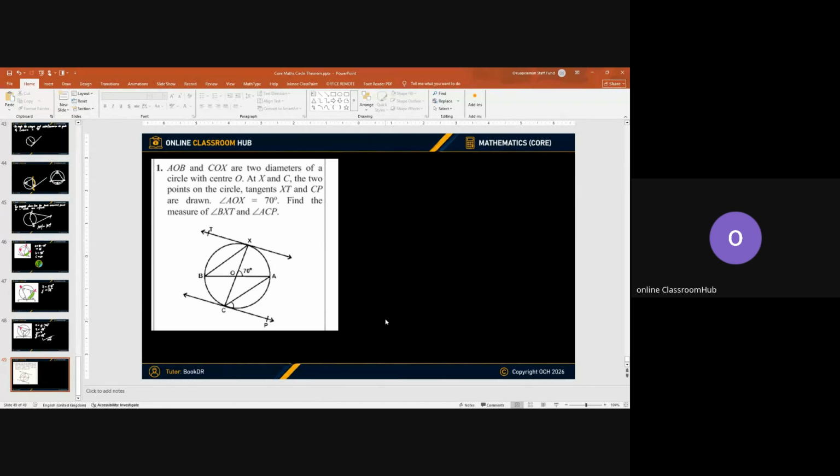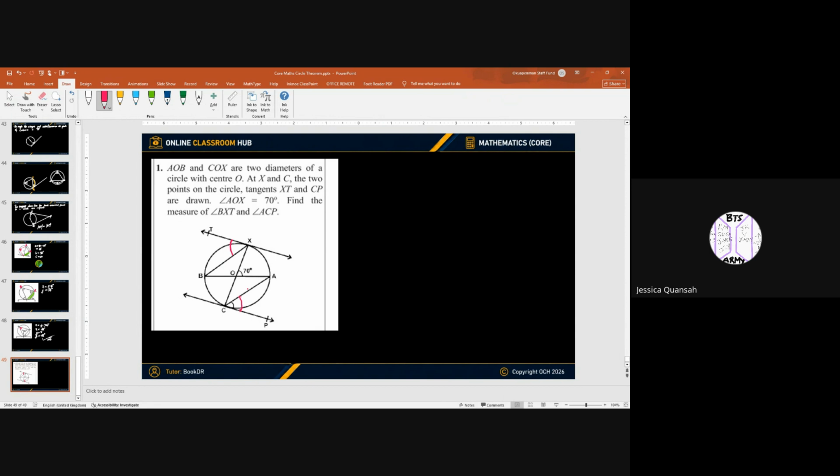So we are looking for BXT and the angle ACP. Let me mark the BXT for you. I hope you know it. There's the angle BXT and the angle ACP. This one. Okay, so we can find angle BOX. Okay, let's find BOX.